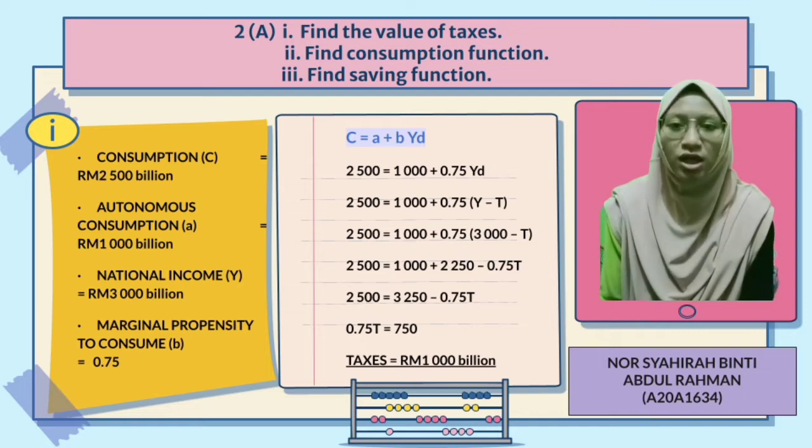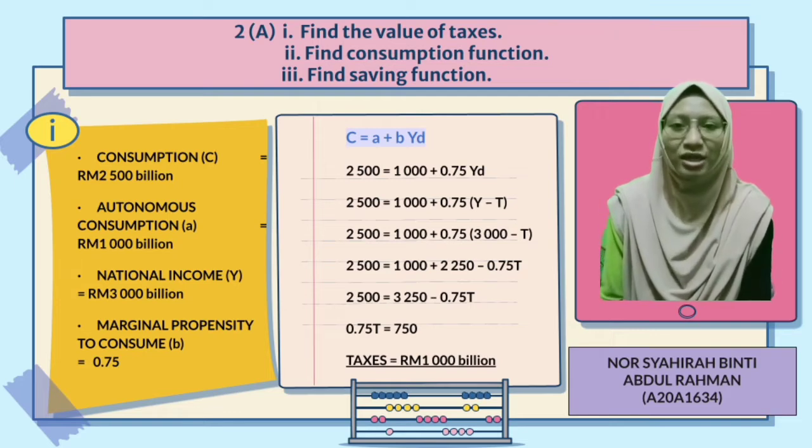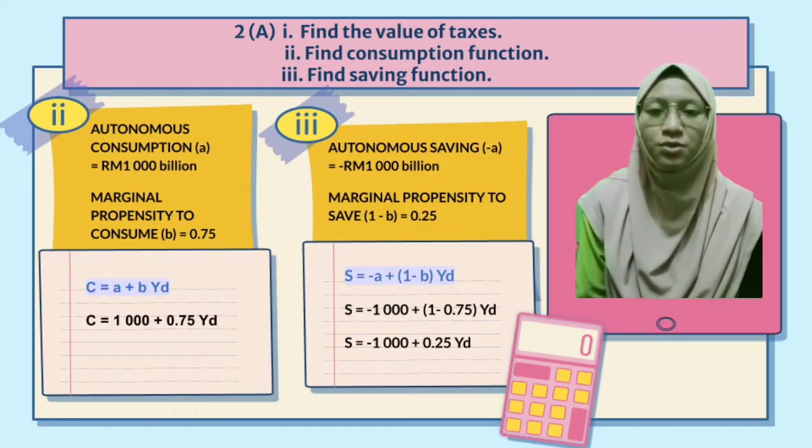For this question, find the value of tax. We need to use the consumption function, which is C = A + B YD, and in addition, disposable income equals income minus tax. Then fill the function with the values we got earlier, and the value of tax is 1,000 billion.